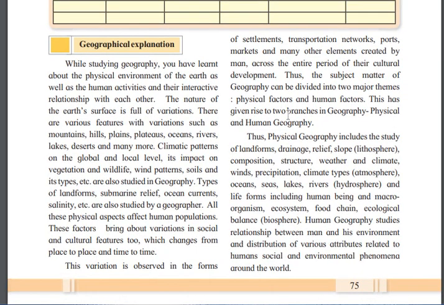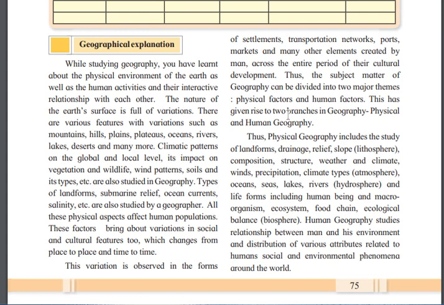Some people are living near the sea because they are not able to survive inside the country for some reason. Then transportation networks are not easy over there because there is a hill, and the ports, market, and many other elements are created by man across the entire period of their cultural development. Thus the subject matter of geography can be divided into two major themes.